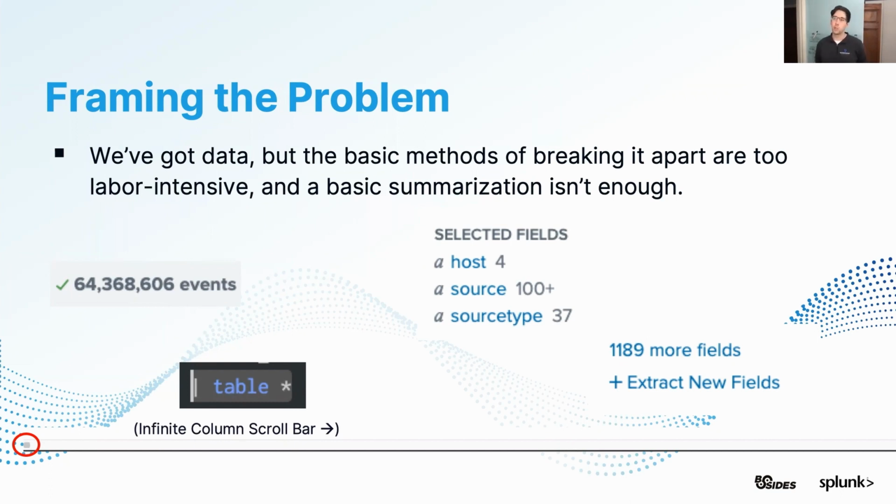You end up with a situation where you have millions of events with thousands of fields and hundreds of unique values in each of those fields, and tabling it out only gets you a frozen browser or what might as well be an infinite scroll bar. So what can we do? Well, we use the fieldsummary command.